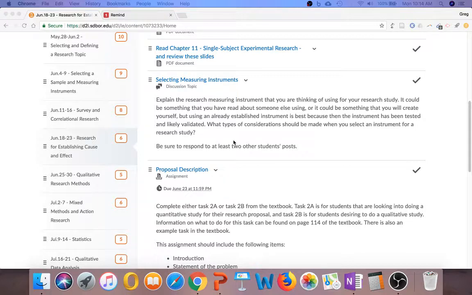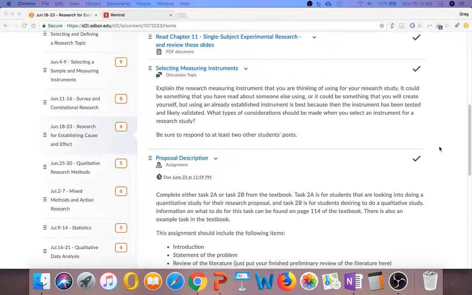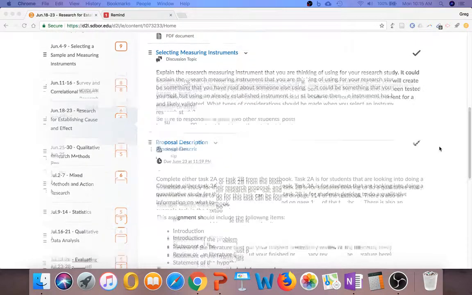Also talk about the types of considerations that should be made when you select an instrument for a research study. Just coming to mind for me, a few of those things are its fitness to the audience. There are a lot of instruments out there that would be good for adults, but maybe not for children. It'd be hard for them to fill out, perhaps, if it's adult language, for instance. What else? That it is validated. It is an instrument that measures what you want it to measure, and not maybe some other construct that's somewhat related but not the same. So those are some things to think about in the discussion this week.